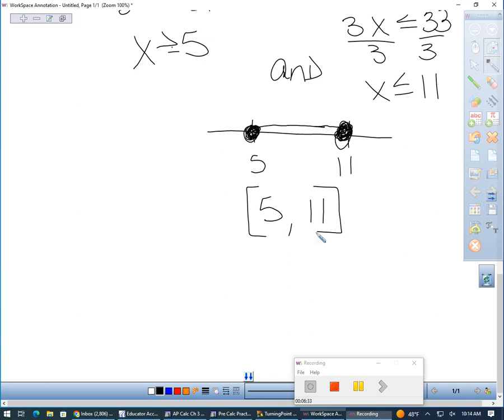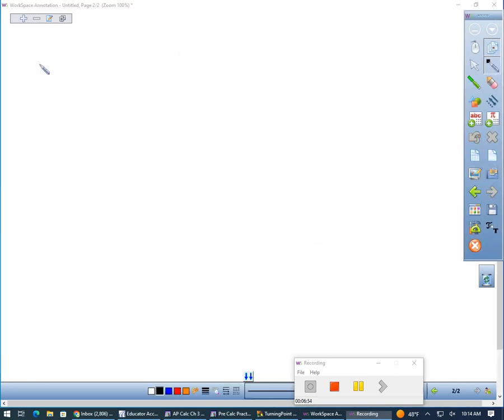Yes, a closed dot is a bracket, and an open dot is a parenthesis. All right, any questions so far? All right, let me do an example showing you the other way an and problem can be set up. So here's example number 2.